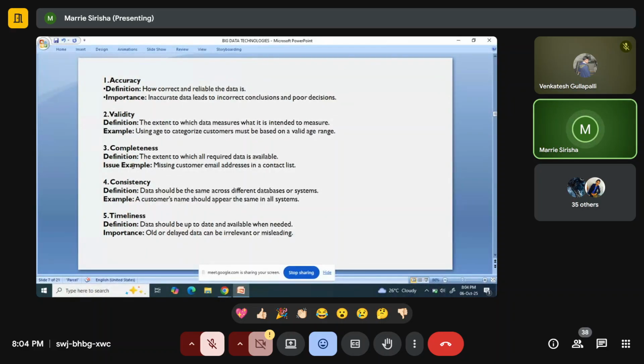See, this is what it is. A customer's name should appear the same in all systems. If I have big data technologies to MCA students and also BTech students, if I check my timetable, in my file it is there as MCA, but in other file it is saved as BTech, then what is going to happen? Complete damage, right?